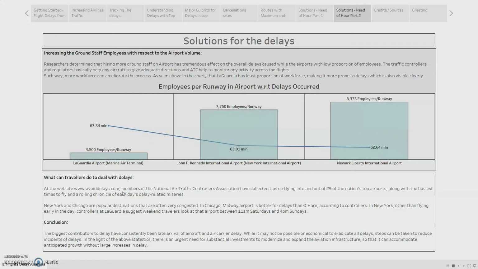And how can travelers deal with the delays? They can visit the website avoiddelay.com, where they can see the reasons why flights are being delayed. Maybe the reason for a flight being delayed is the holiday season or weather issues for that destination. The delay occurs mainly due to late arrival of aircraft and air carrier delay. It is not possible to remove all delays, but we can reduce their occurrence by investing to modernize and expand the aviation infrastructure so that it can accommodate the anticipated growth without a large increase in delay.